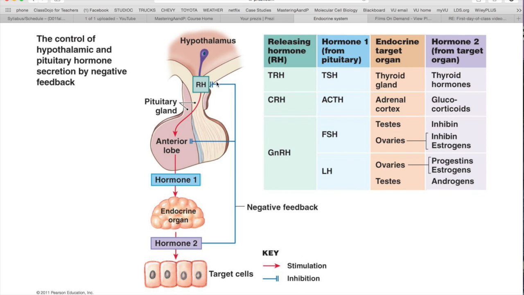So for example, TRH is released from the hypothalamus. It would cause TSH to be released from the pituitary. TSH would go to the thyroid gland and cause the release of thyroid hormone. And when thyroid hormone levels get high, they come back to the pituitary and inhibit release of TSH, and they would inhibit release of TRH as well.